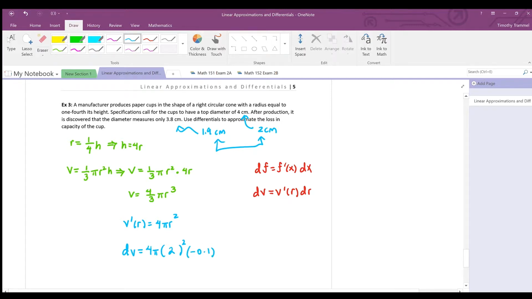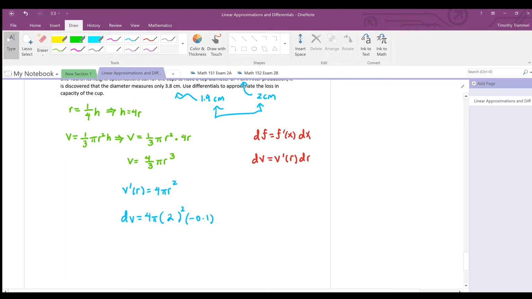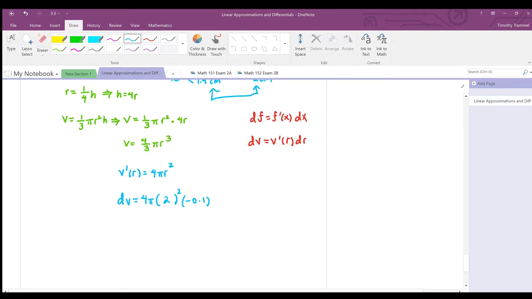And if we go ahead and multiply all this together, we get minus 1.6 pi. And you can go and compute that actual change in volume, and what you'll find is it should be pretty close to this minus 1.6 pi. And if we were looking for units here, this is a change in volume, right? So we were measuring these lengths in centimeters, so we'll be measuring the volume in centimeters cubed.